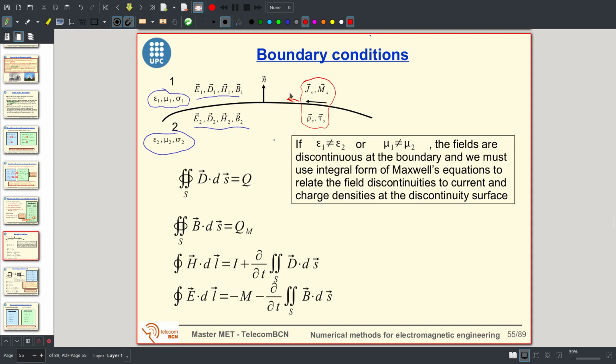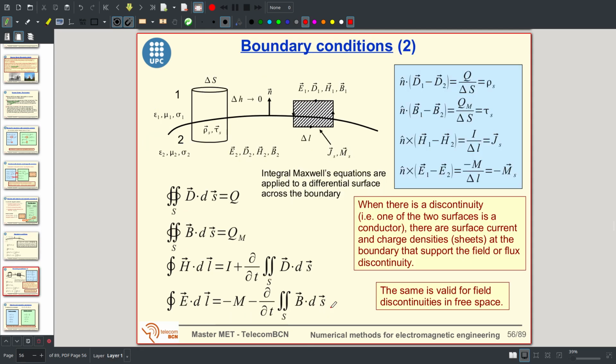In order to formulate the boundary conditions, we use Maxwell's equations in integral form that are these. The flux of the electric displacement vector is equal to the enclosed electric charge. The flux of the magnetic field is equal to the enclosed magnetic charge. The circulation of the auxiliary field H is equal to the current plus the time derivative of the electric flux, and the circulation of the electric field is equal to minus the magnetic current minus the time derivative of the magnetic flux. All this is known from Maxwell's equations in integral form.